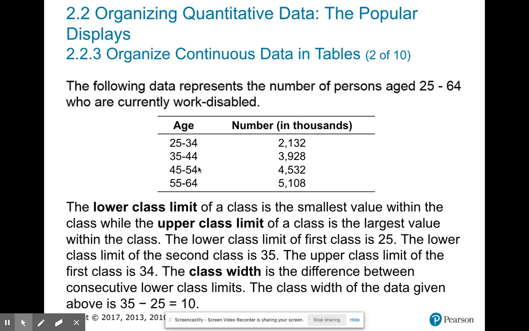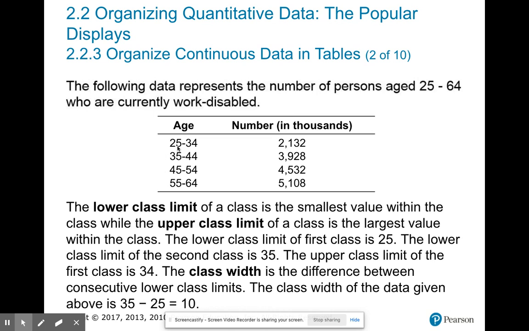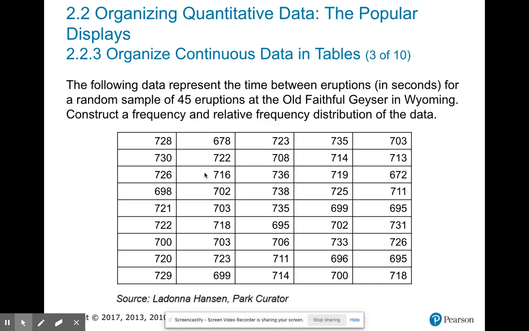It looks like the width here is 9 because our default brain position is just take the higher number minus the lower number, but that is not how you do it. The class width is gotten by taking 35 minus 25. So subtract 2 successive lower limits, or subtract 2 successive upper limits, like 64 minus 44.